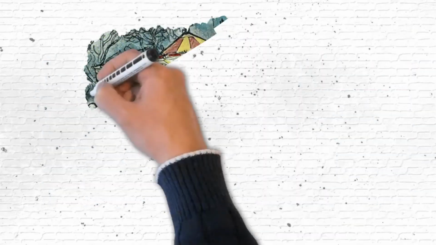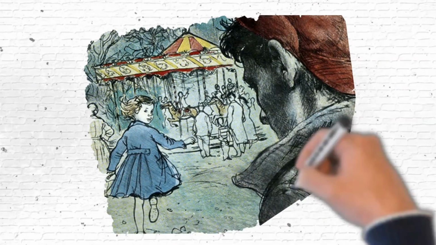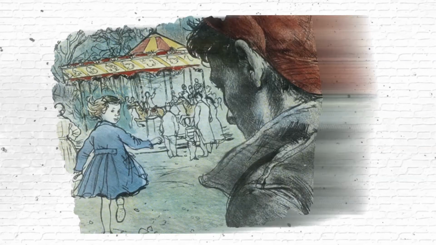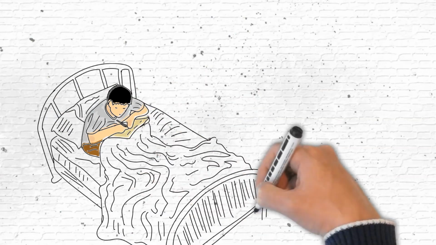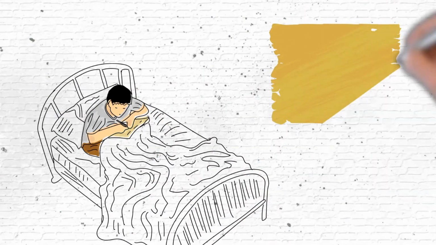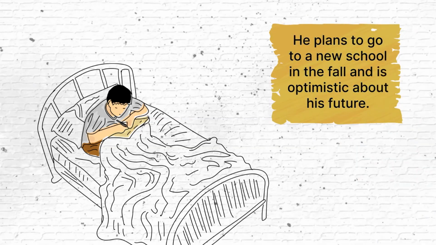He buys her a ticket and watches her ride it. It starts to rain heavily. Watching Phoebe ride the carousel, Holden is so happy that he is close to tearing up. Holden ends his narrative here, telling the reader that he is not going to tell the story of how he went home and got sick. He plans to go to a new school in the fall and is optimistic about his future.